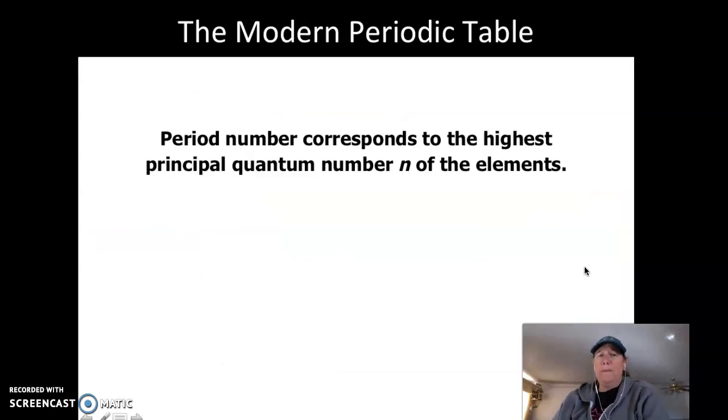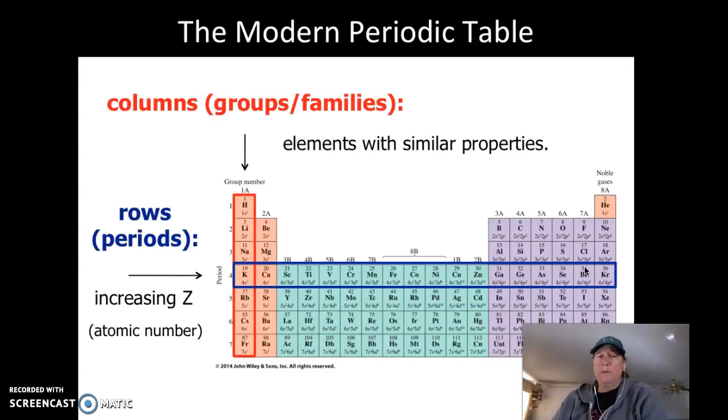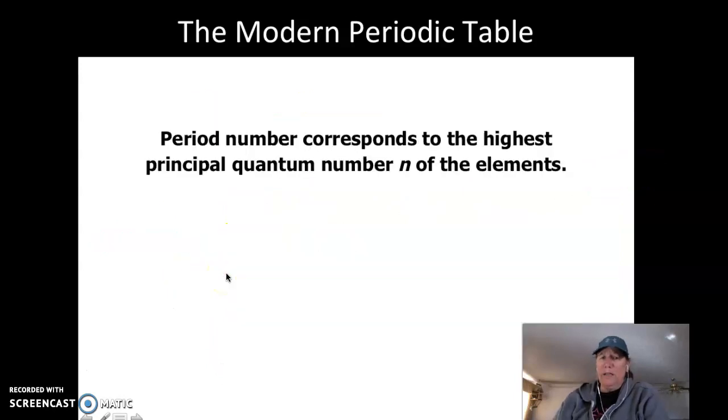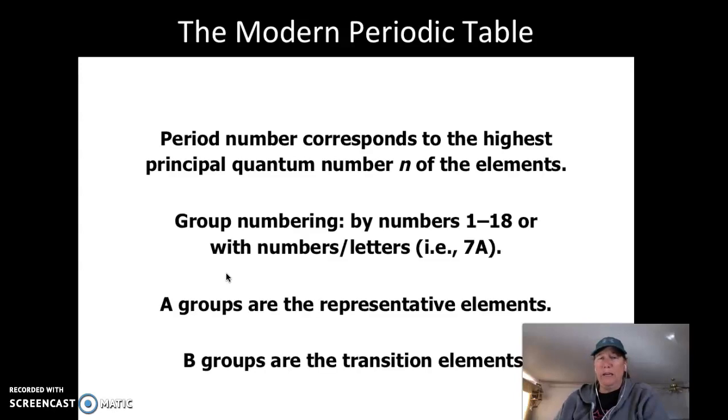Okay. The period number corresponds to the highest principal quantum number we talked about. So here's your principal quantum number. These two are 1, these two are 2, and so on. That's the n, they call it. The highest principal quantum number is your period number, okay? The lettering for the 1 through 18, those are the groups. So we have 18 columns up and down, and we have 7 periods, okay?